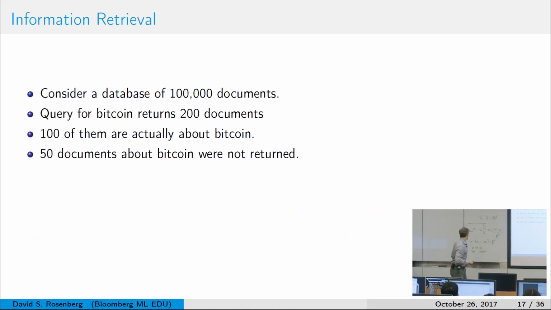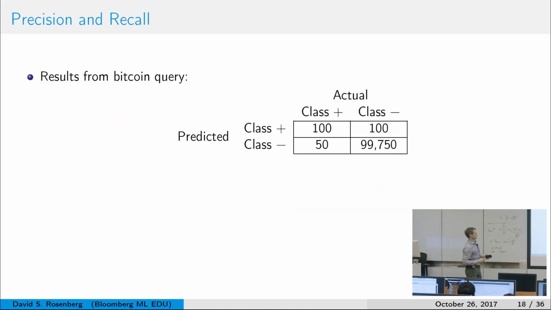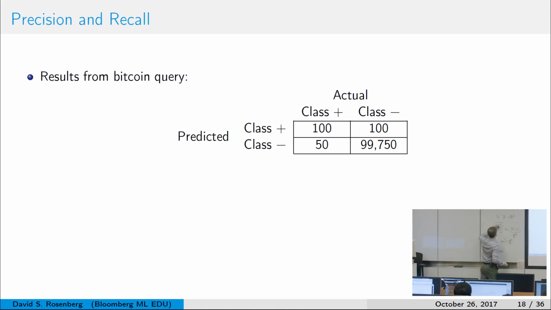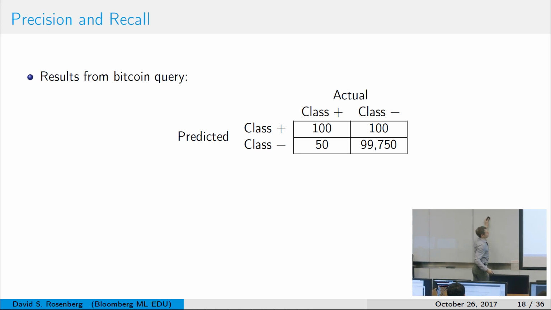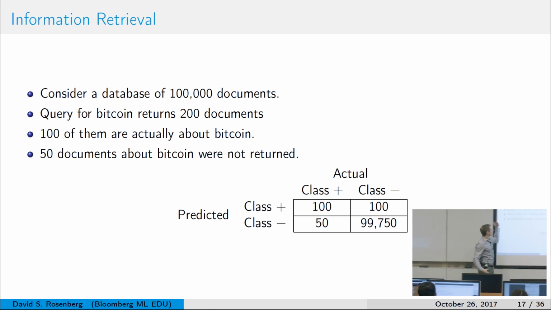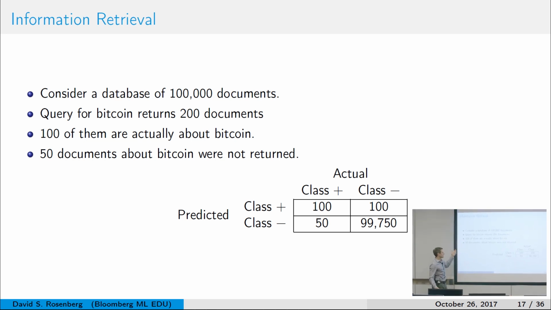All right, so yeah, let's do this quick example. We have 100,000 documents. We query for Bitcoin. We get 200 documents back. 100 of them are actually about Bitcoin. 50 documents weren't returned to us. We can populate this confusion matrix table.